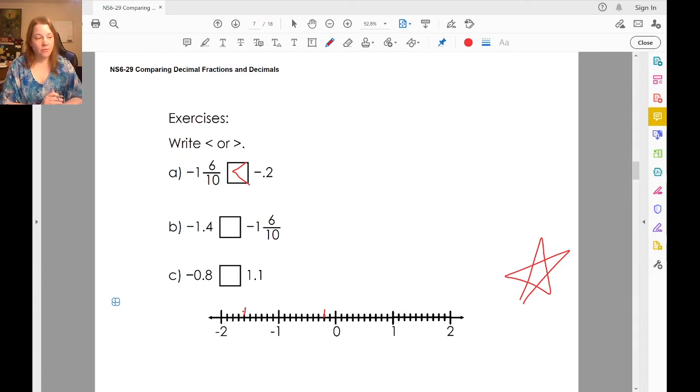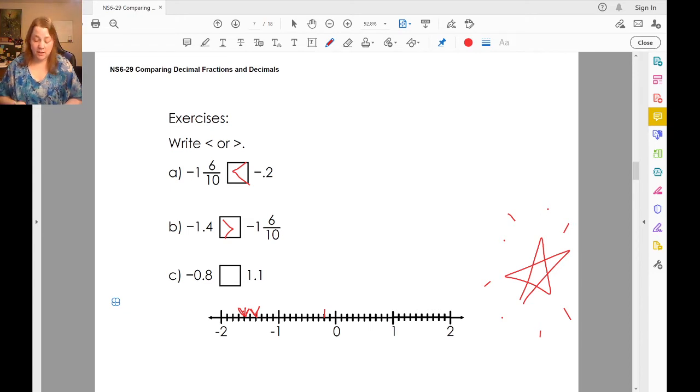For letter B, we have negative 1.4. So we're going to start at 0 again. Negative 1, 1, 2, 3, negative 1.4. We also have negative 1 and 6/10. So I'm going to start at 0 again, go back negative 1 and 6/10, which is going to lead me to the same place that we were before. Which one's bigger? Negative 1.4, or negative 1 and 4/10. It's closer to the bigger side of the number line.